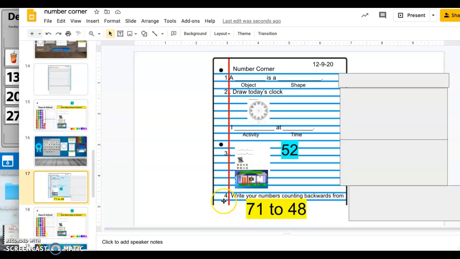And then our last job is number 4. So again, we are counting backwards. We are starting at 71 and we are counting backwards to 48. So starting at 71 and counting back to 48.